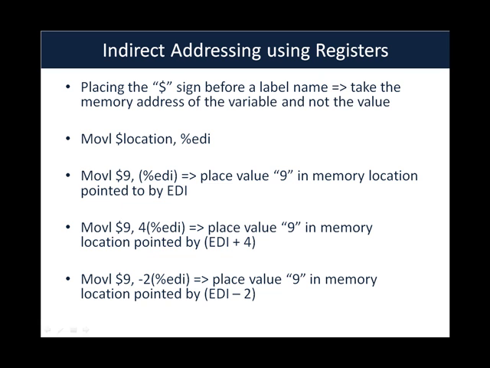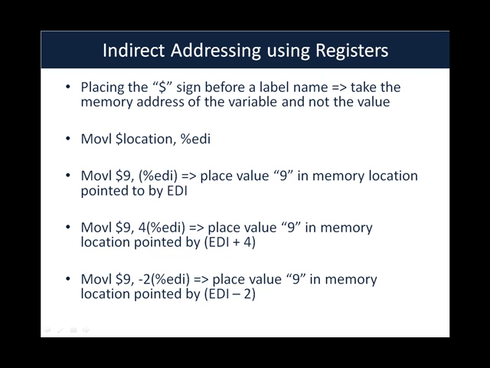Similarly, if you want to copy values at an offset from a particular memory location, how would you do it? In this case, one needs to prefix the bracket and the register with that offset. So let's say you wanted to place the value 9 in the memory location pointed to by EDI plus 4 bytes. The way you would write it is 4, bracket open, and inside the EDI register.